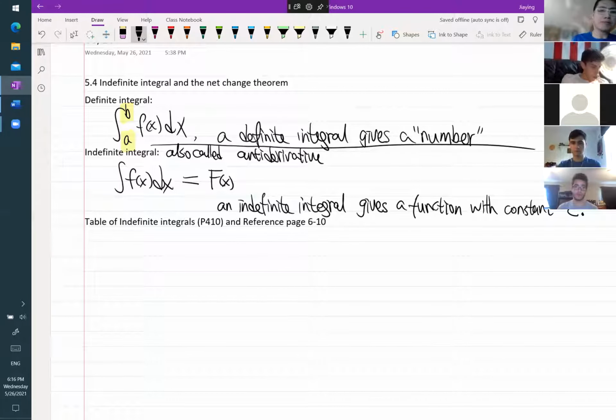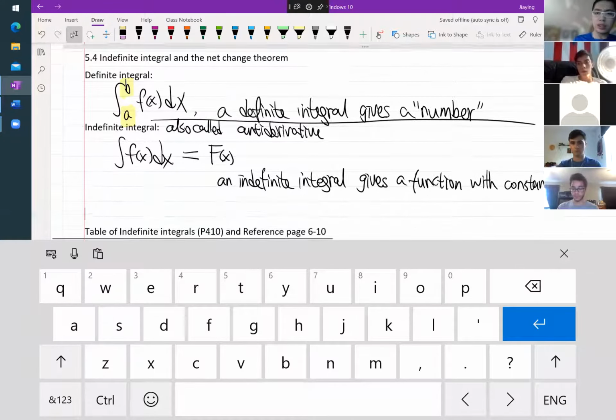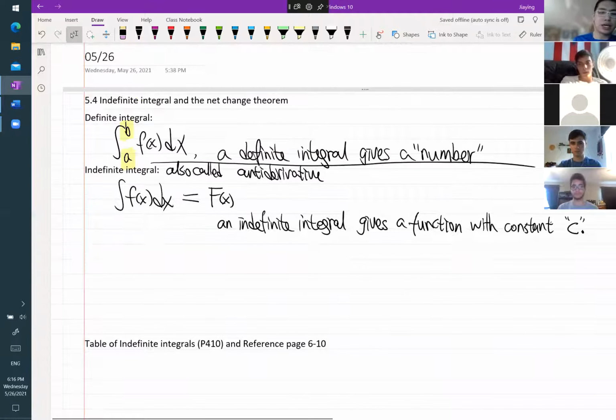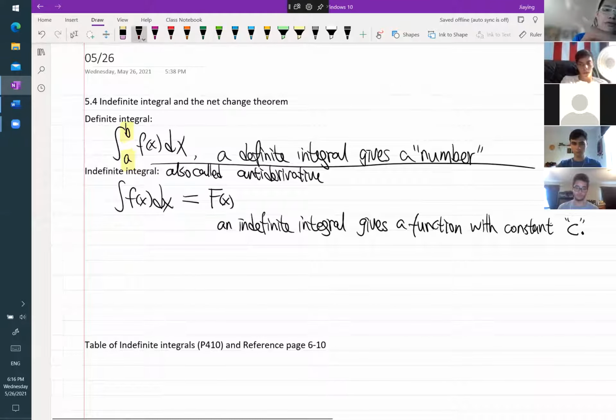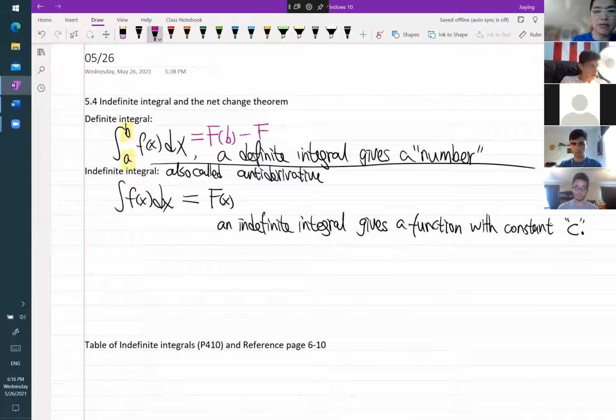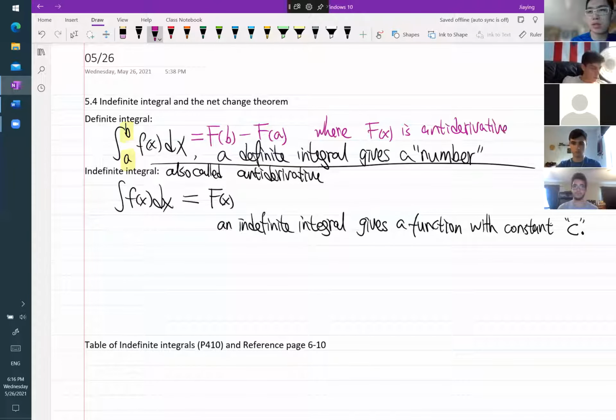How are they related? They are related in a way such that if we were to evaluate the definite integral using the antiderivative, we get F of b minus F of a, where capital F of x is the antiderivative of lowercase f of x.